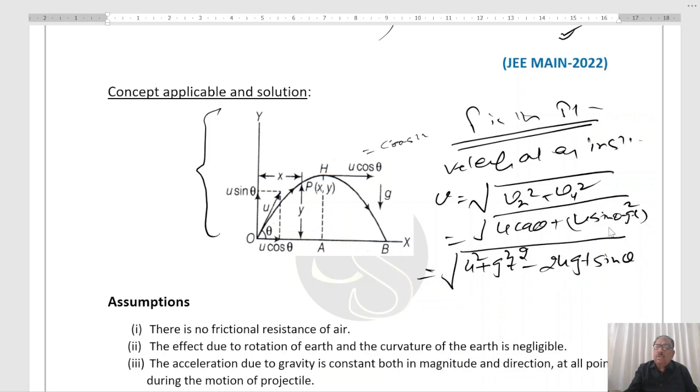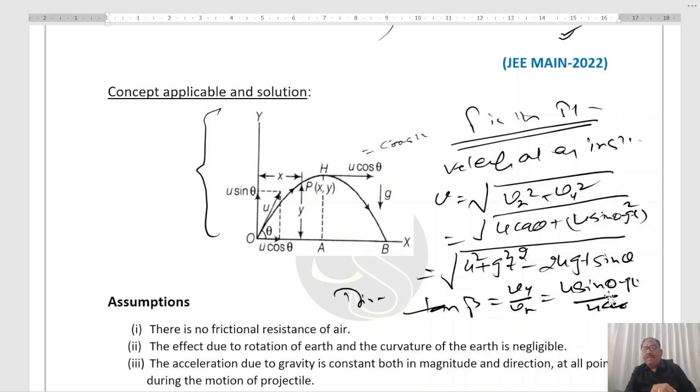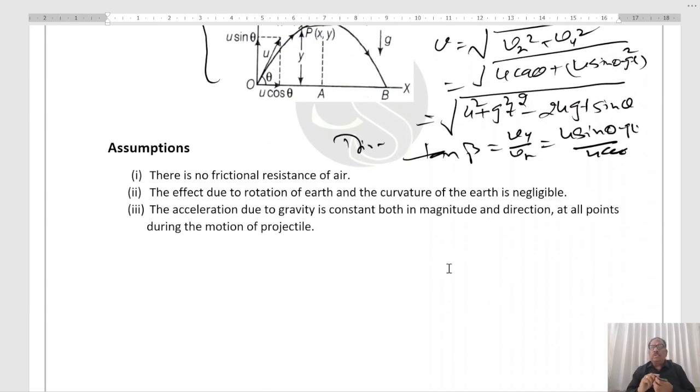This is the velocity at an instant, and the direction is tan beta equal to Vy over Vx, that is (u sin theta minus gt) upon u cos theta, right? Beta means this is beta after 10 seconds. Now using this relation, according to the question, we have to find beta.